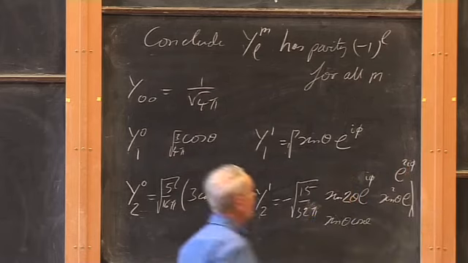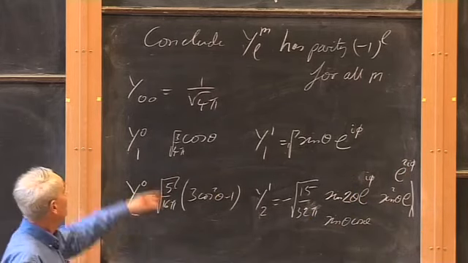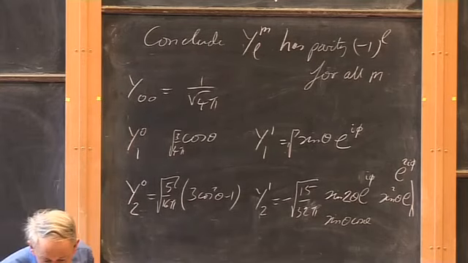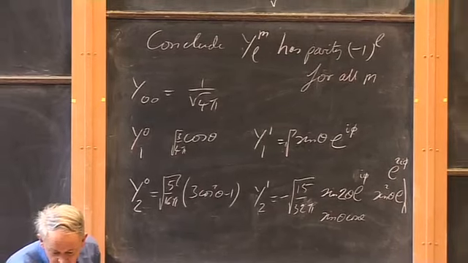So what do we need to remember? What we need to remember is that obviously Y00 has no angular dependence. Yes, okay, so I think the machine has finally come back to life, and the correct formulae are here.